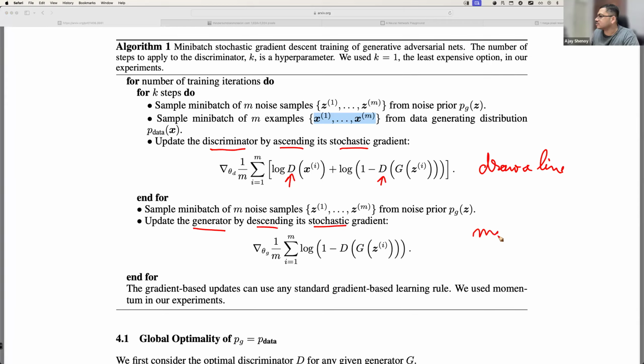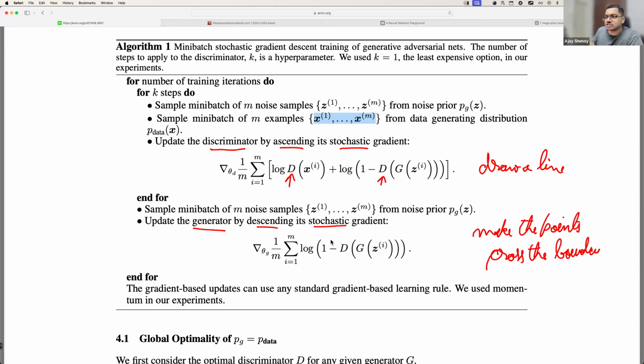Make the points cross the boundary, right? The fence is broken. You're moving into the boundary. Now again go back here, update the boundary, draw a new line, and so on. So this is how the algorithm comes in. Okay. All right.